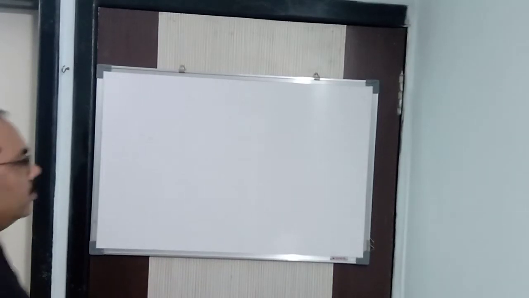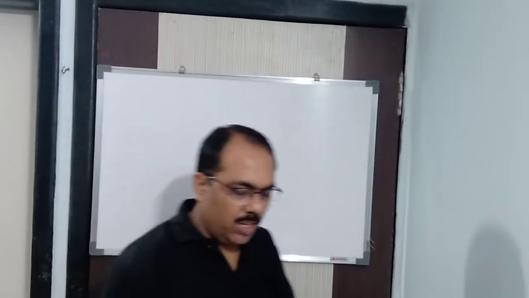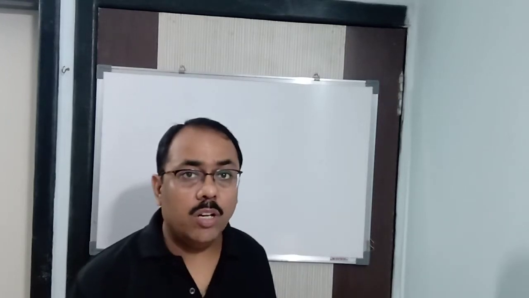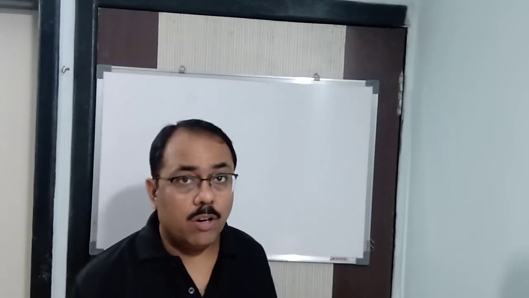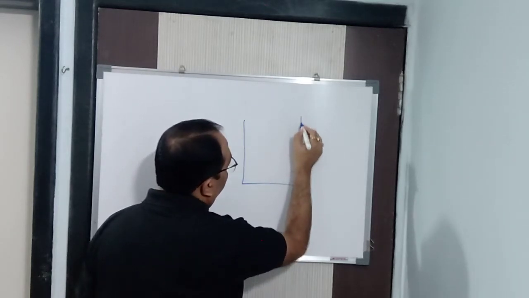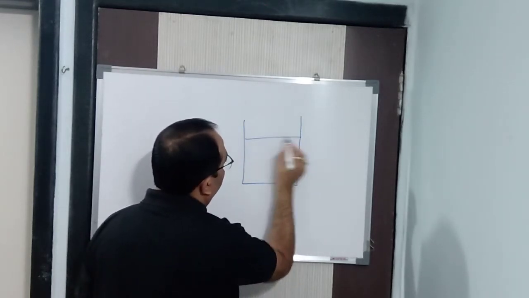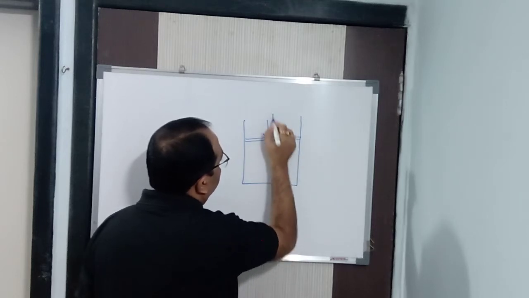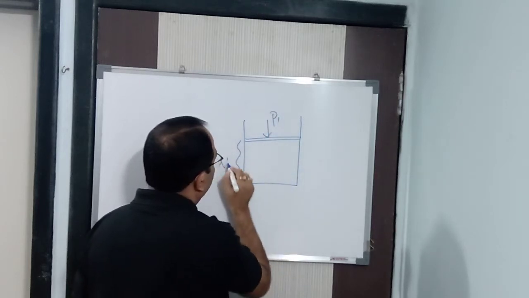Now coming to the explanation of Boyle's law according to the kinetic molecular theory of gases. We have taken a cylinder here and some gas in it. We have applied some pressure, that is P1, and the volume of the gas present is V1.